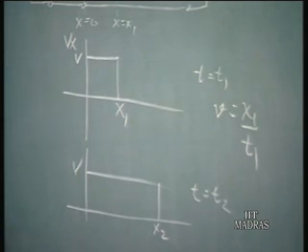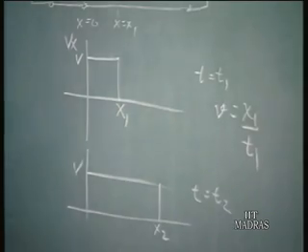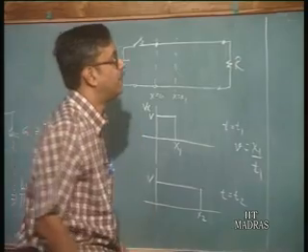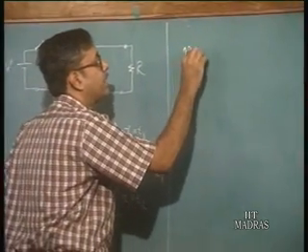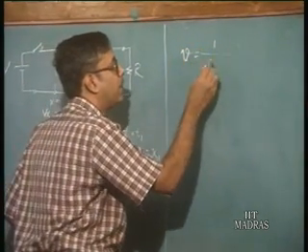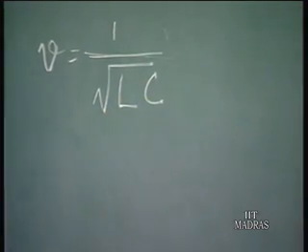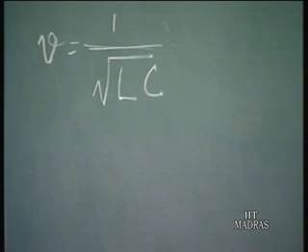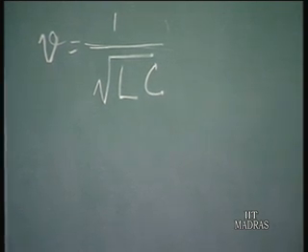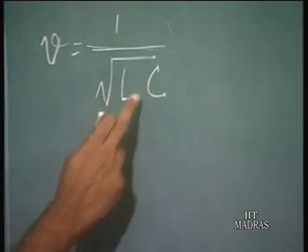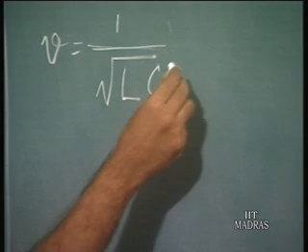Now, what is this velocity of this voltage front and also the current front? It can be shown that the velocity V is given by 1 by root of LC, where L is the inductance per unit length and C is the capacitance per unit length. So, that is the velocity with which this waveform will move along this line.